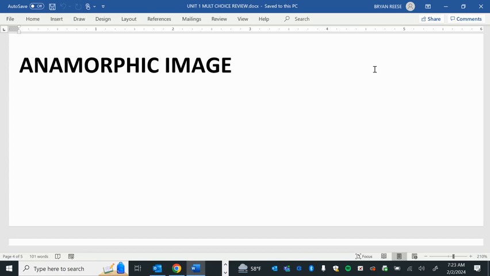Our first word is anamorphic image. That is an image that you can only see from an extreme point of view. That was the stretched out skull in The French Ambassadors. That was also the sidewalk chalk art piece.